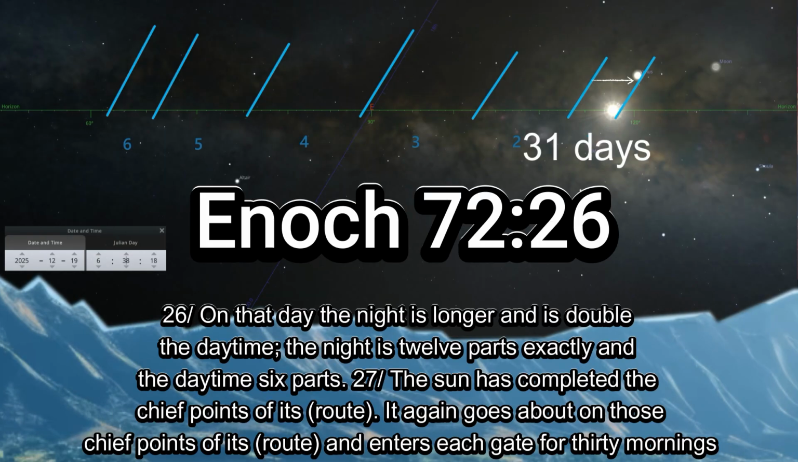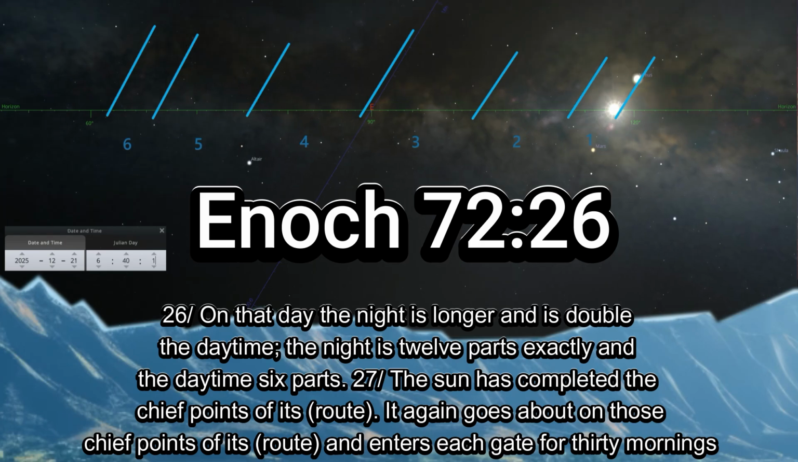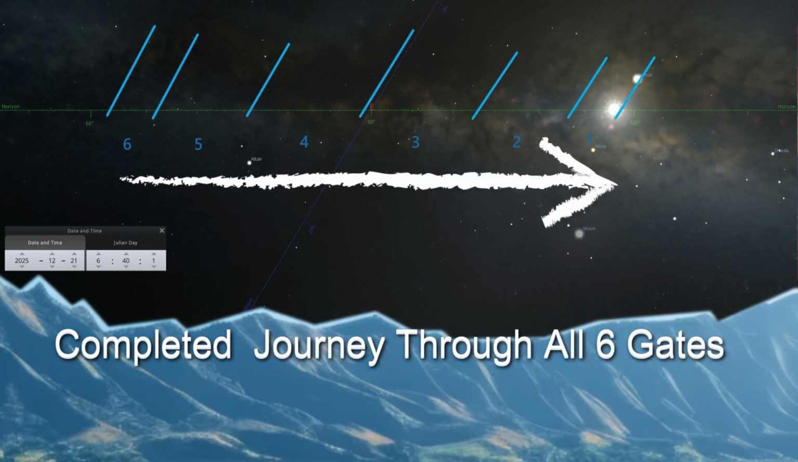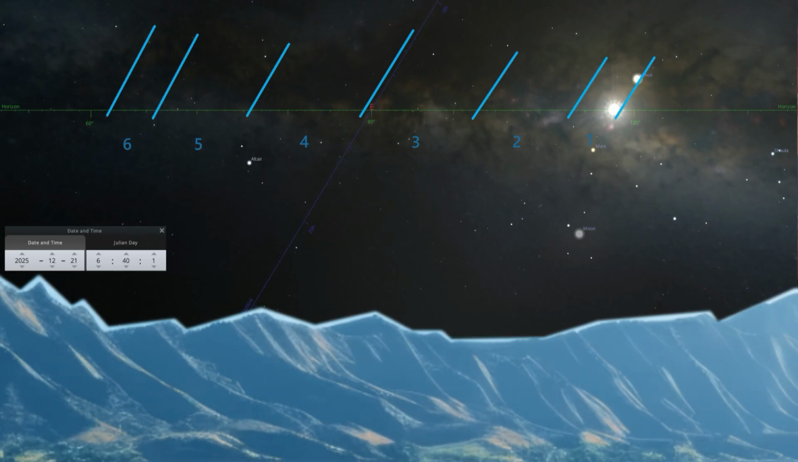Enoch 72:26. On that day, the night is longer and is double the daytime. The night is 12 parts exactly, and the daytime is 6 parts. The sun has completed the chief points of its route. It again goes about those chief points of its route and enters each gate for 30 mornings.